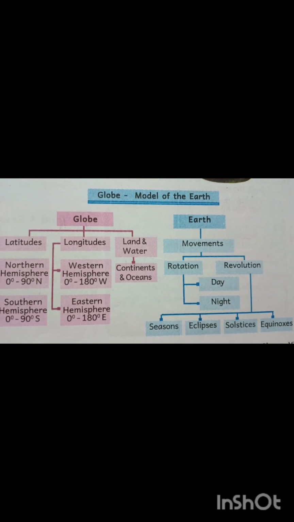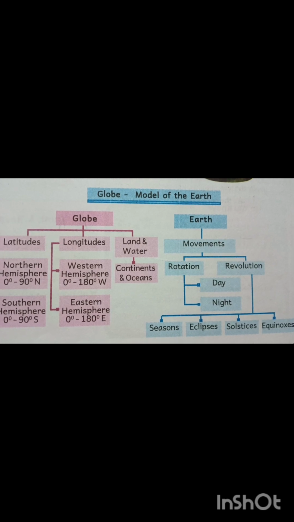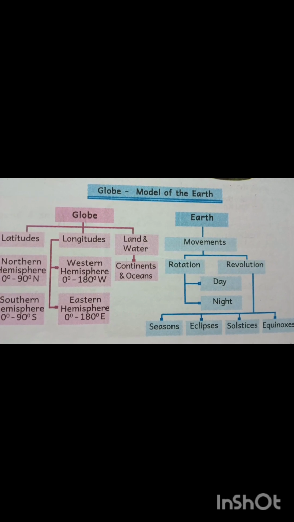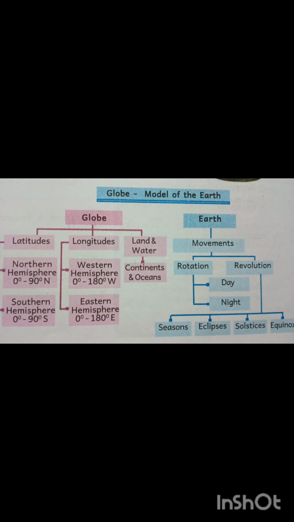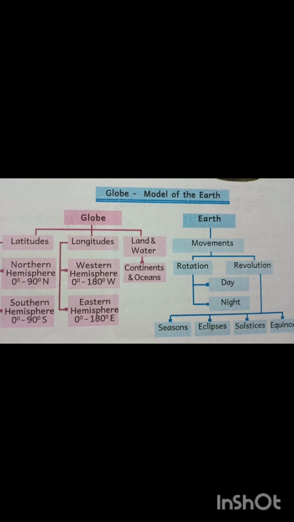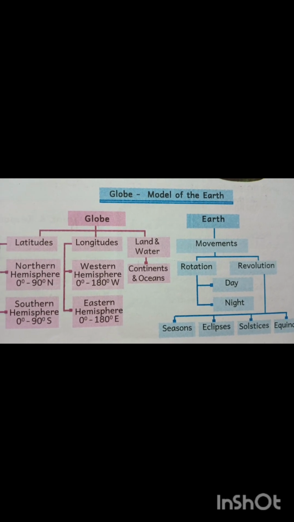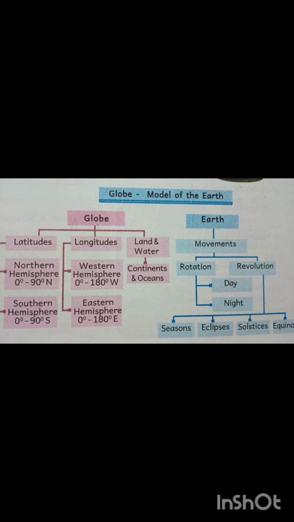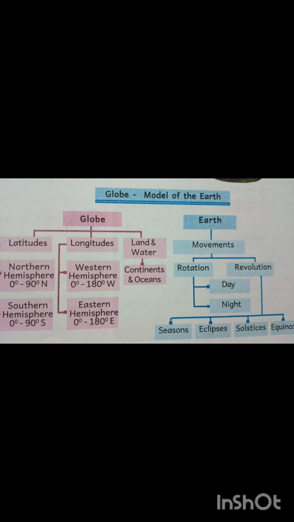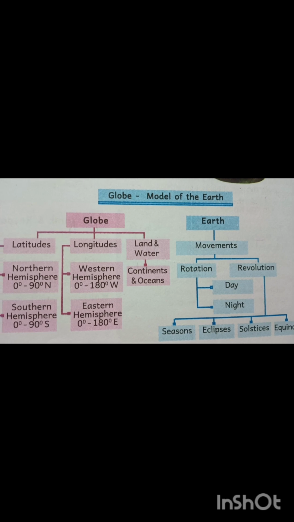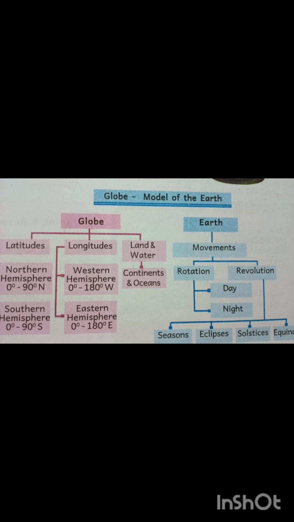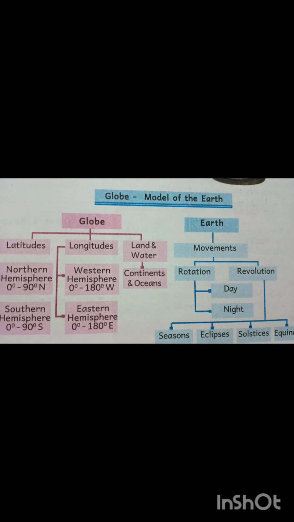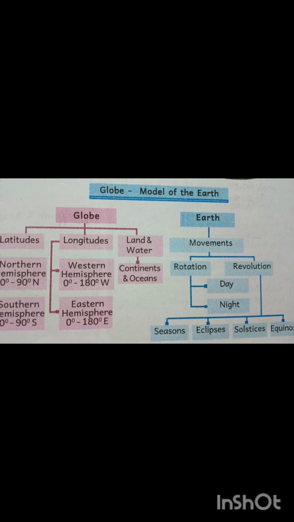Globe, latitudes, longitudes, land and water, northern hemisphere, 0 degrees to 90 degrees north, southern hemisphere, 0 degrees to 90 degrees south, western hemisphere, 0 degrees to 180 degrees west, eastern hemisphere, 180 degrees to 0 degrees to 180 degrees east. Land and water, continents and oceans.